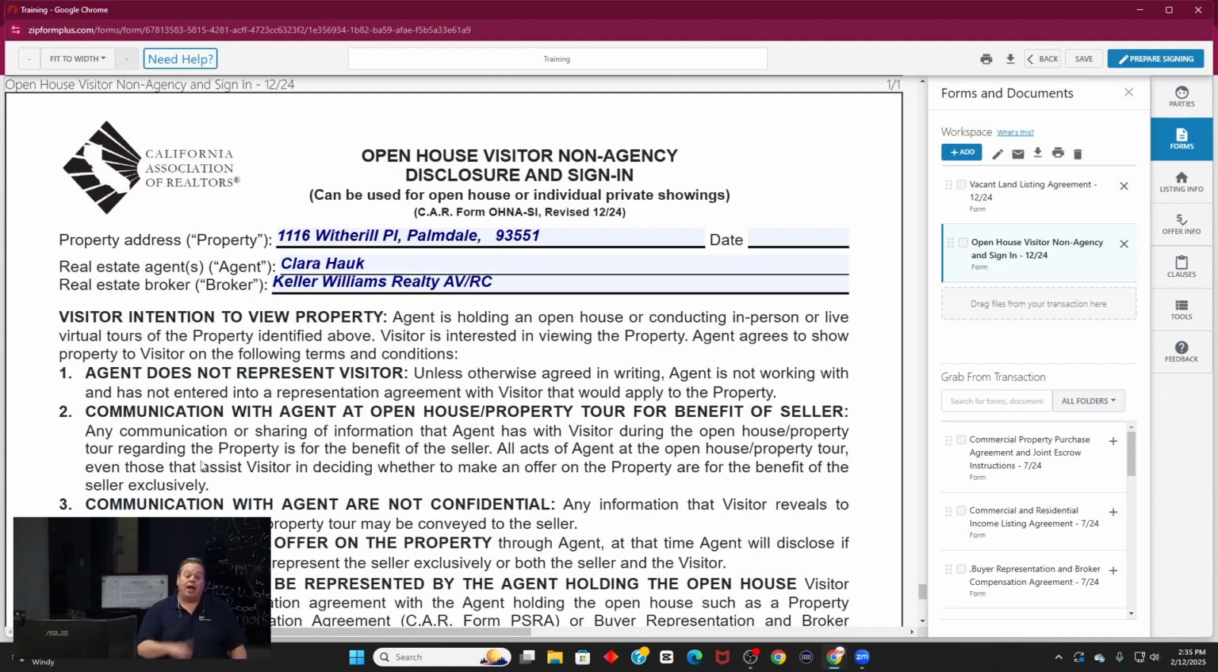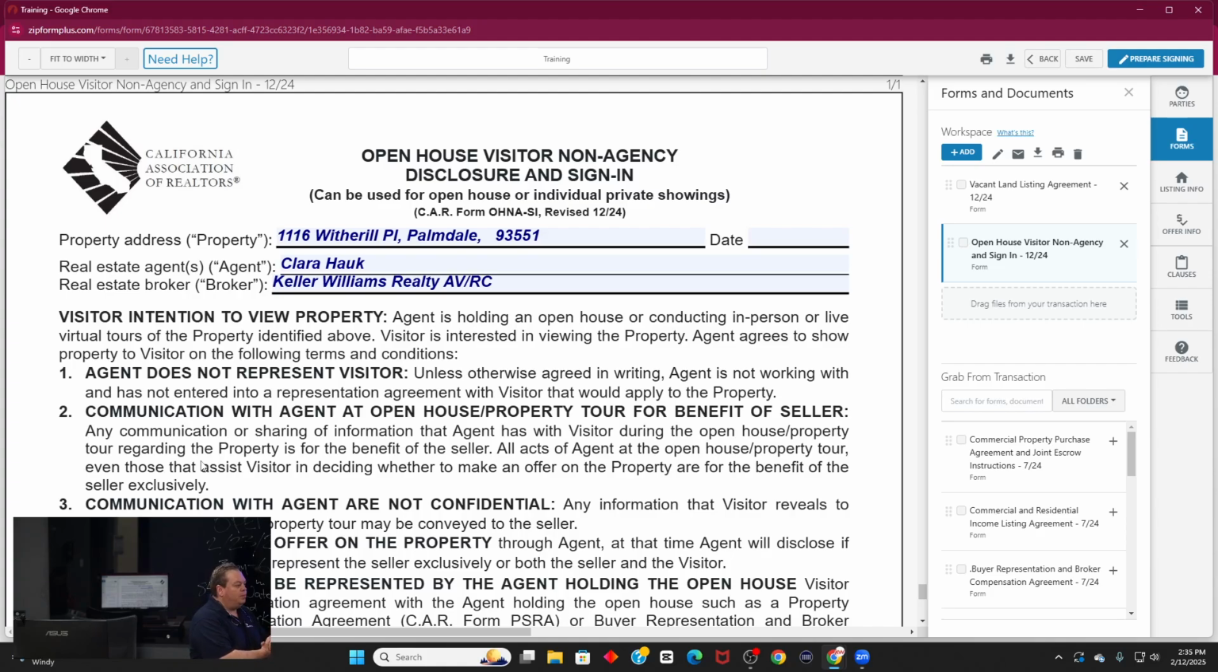Yeah, but before you show the home, they have to sign this document. Oh, the open house one? Yeah, well, because it's for both. It's a non-agency, so it's for an individual private showing as well. So I think we all know when you're doing an open house, they've got to sign this saying you're working on behalf of the seller. But when you're going to go show one property, you could utilize this document to help facilitate the one and done, to get them under contract.